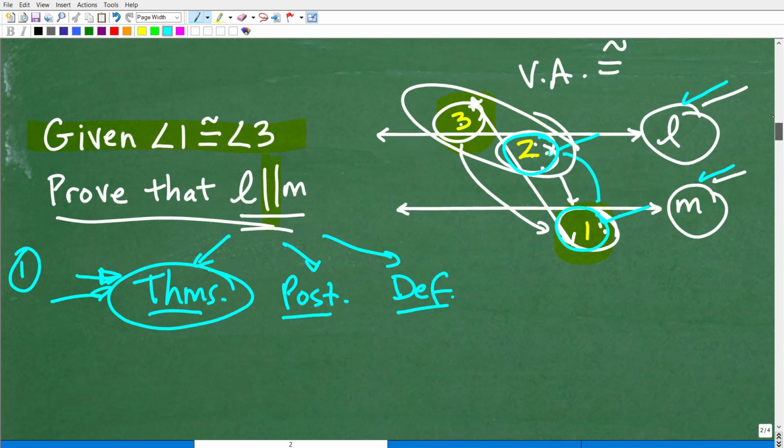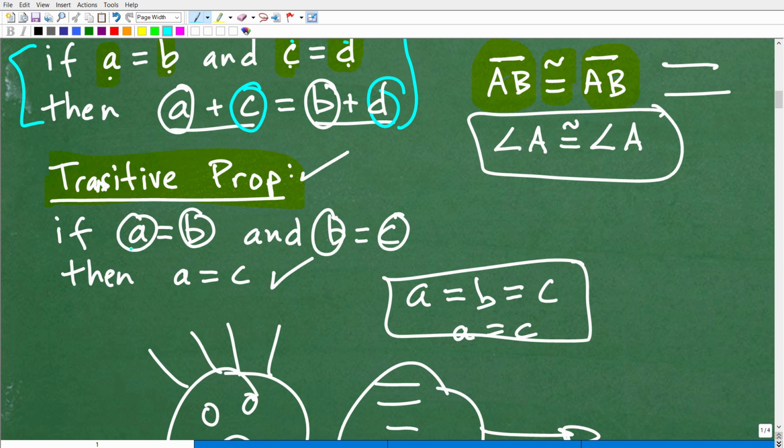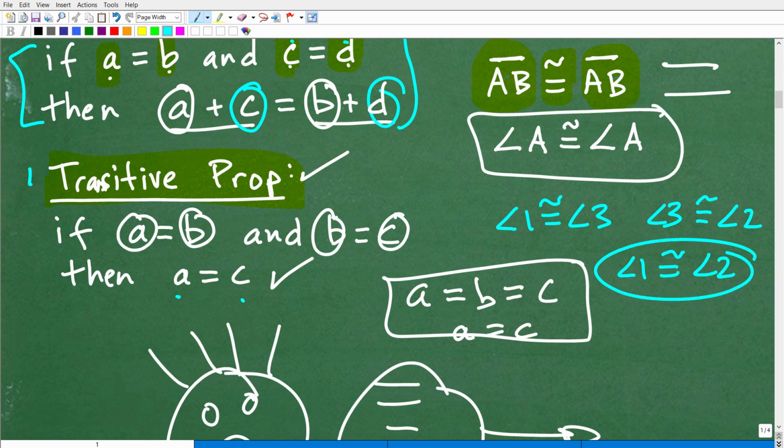Recall, let me go up here real quick. Remember what the transitive property is, and that is this: if A is equal to B, so here we had if angle 1 is equal to angle 3, which we already know, and angle 3 is congruent to angle 2, therefore A is equal to C. So in other words, angle 1 is congruent to angle 2, and that's what we want. That is an illustration of the transitive property. Now, because we're not using equal signs, we're using congruent signs, it's the transitive property of congruence.